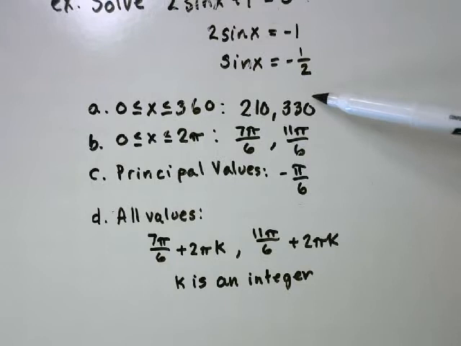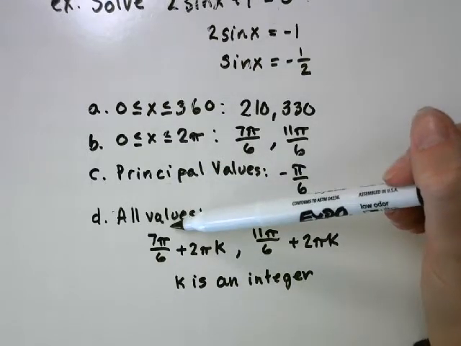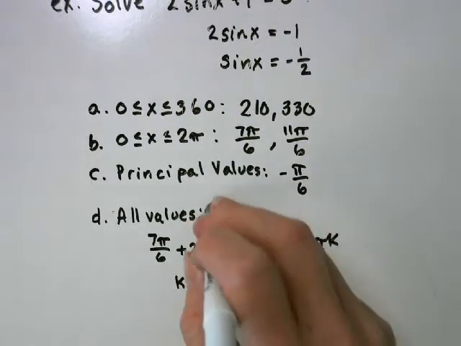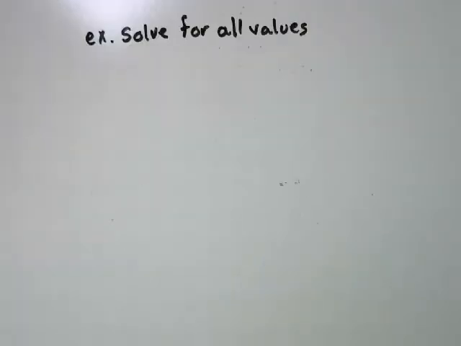So for most questions, you're not going to be asked for all of these. You'll be asked for a specific range. And if they don't say, you're going to assume all values. So the first couple of examples, we're going to solve for all values.